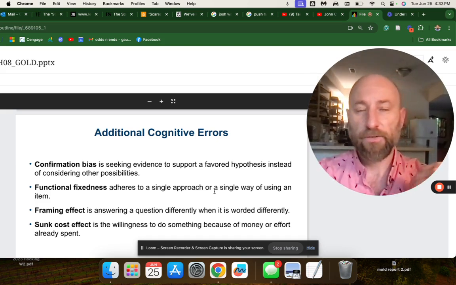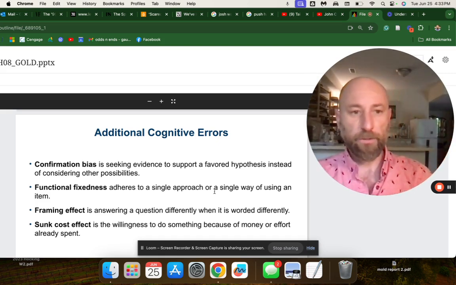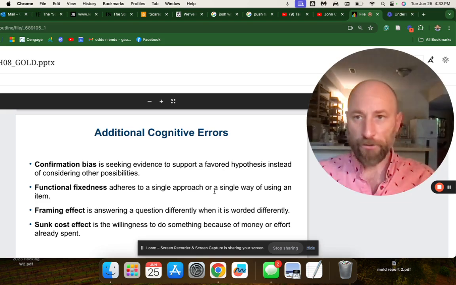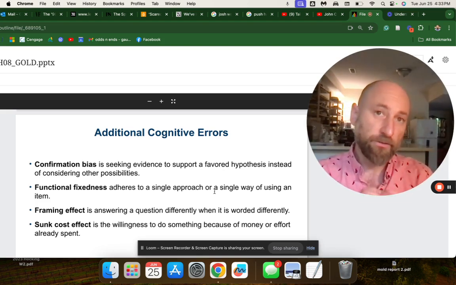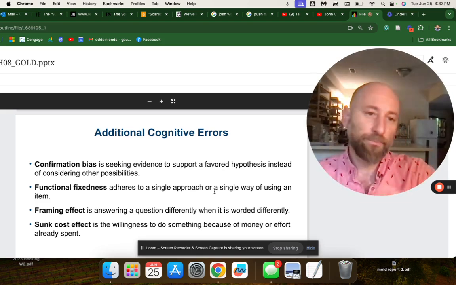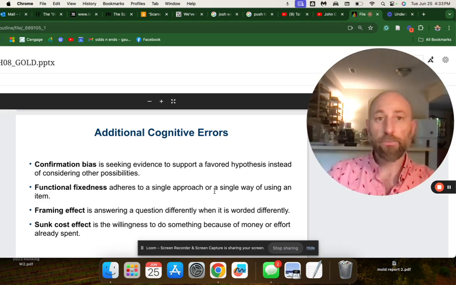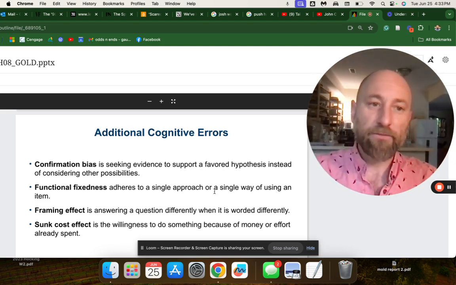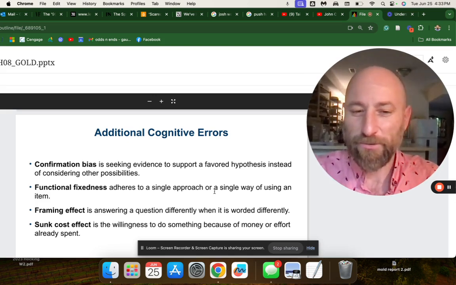Sunk cost effect is the willingness to do something because money or effort has already been spent. This is often in gambling. You're playing poker and you bet a bunch of money, but you realize it was a mistake. The right thing to do is to fold that hand, but sometimes people will just keep putting money into the table.